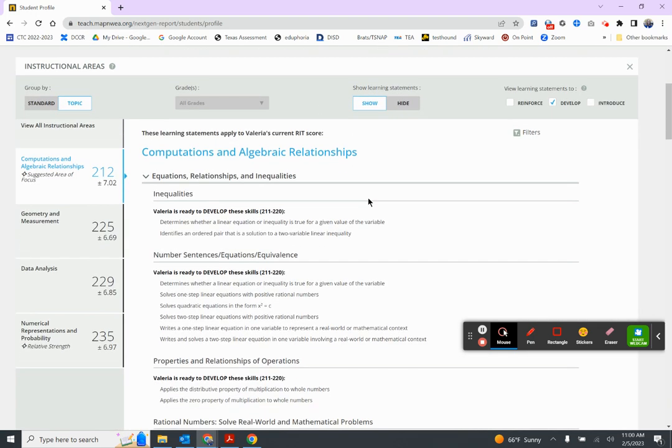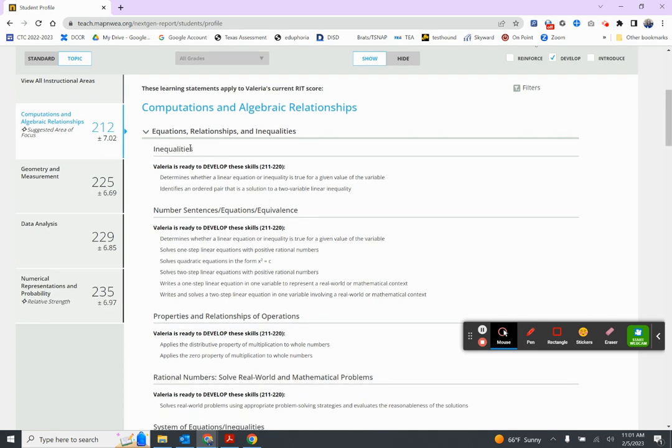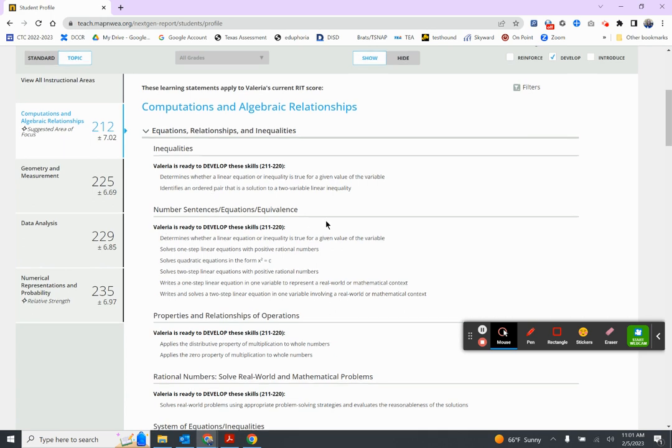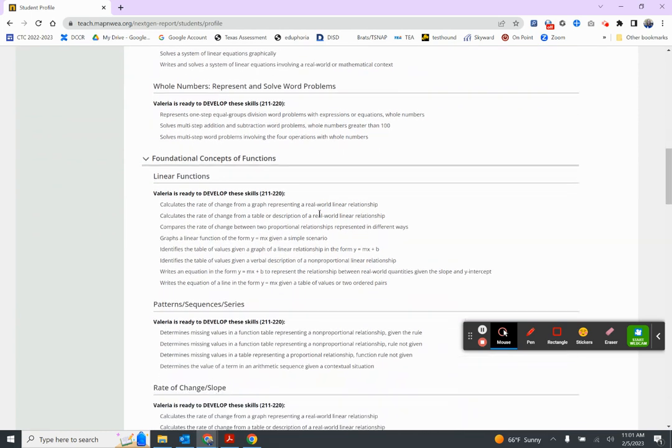When we look at instructional information, the instructional areas, we have a couple of different choices. We can look at it by standard or by topic, and I'm going to show both. Where do we need to reinforce? What do we need to develop? And what do we need to introduce? So we're going to look first at the development. When we look at the data, it gives us a lot of information. Under equations, relationships, and inequalities, it tells us for inequalities, here's what the student is ready to learn. Here is her number sense and equations. So it breaks it down by concept for us.